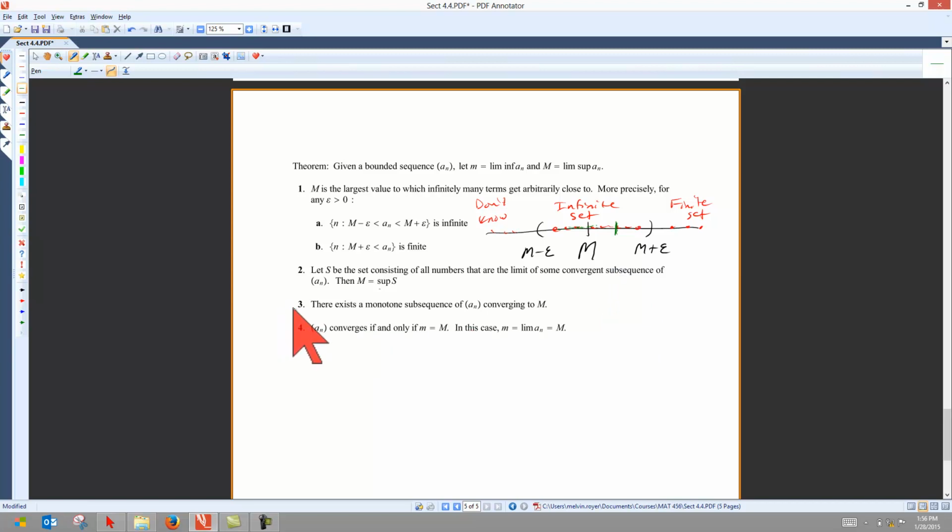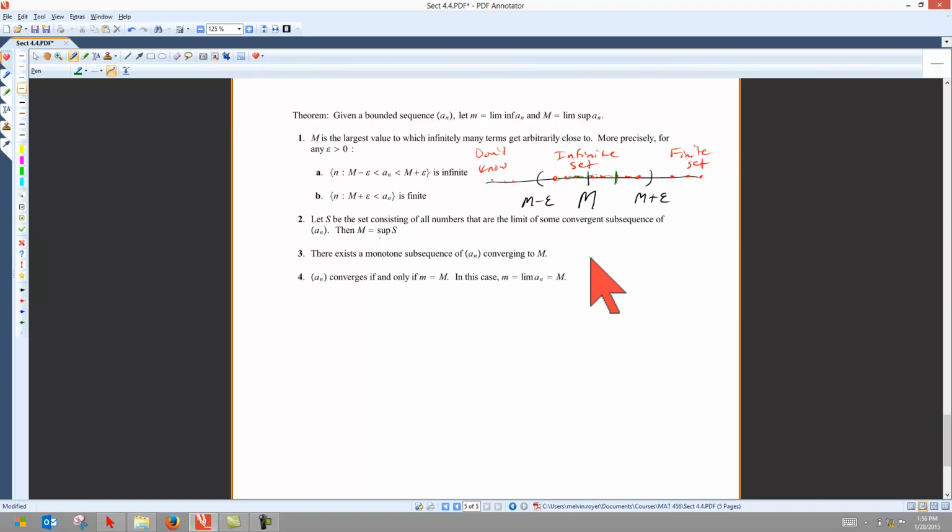And that's part 3, that in fact there is a subsequence that does converge to the limit superior. And 4, for our terms, is probably the most useful of these. A bounded sequence converges if and only if its limit inferior equals its limit superior. And in that case, the limit of the sequence is that common value of the lim inf and the lim sup.